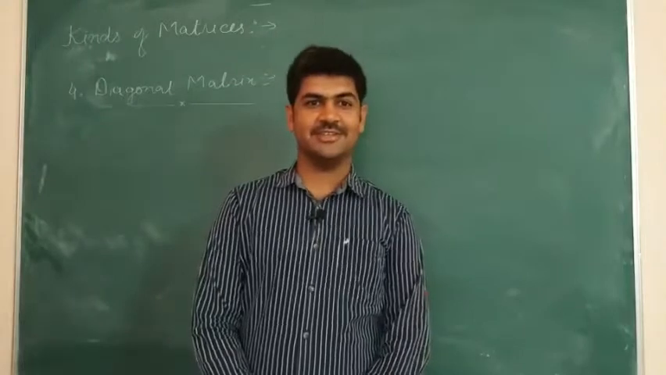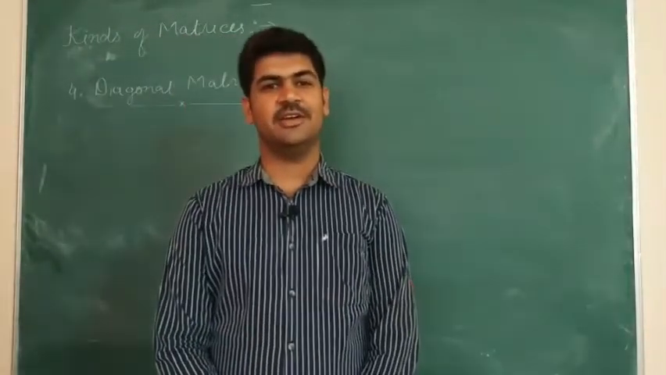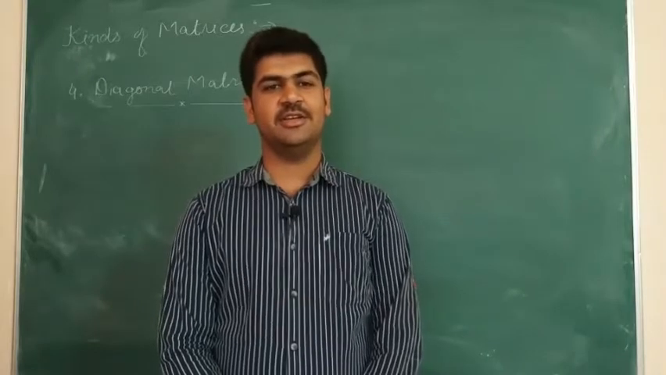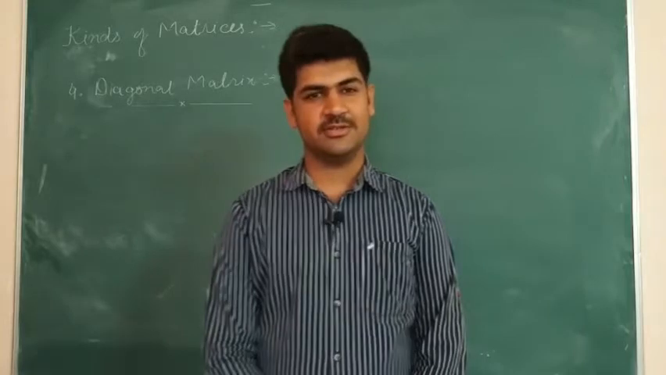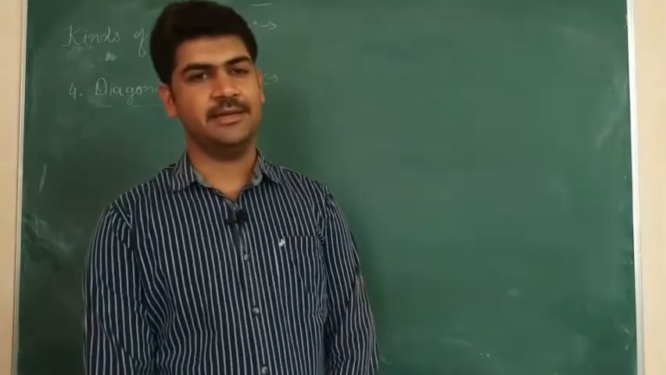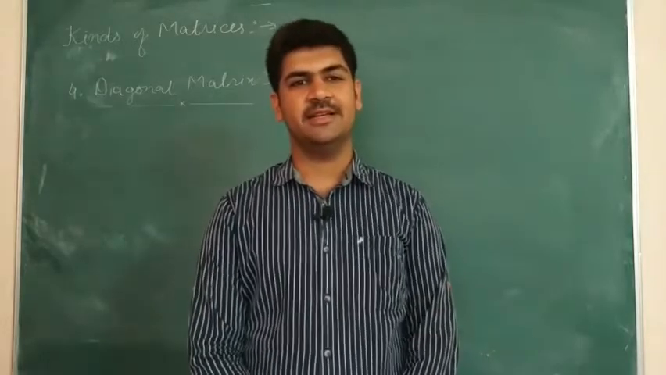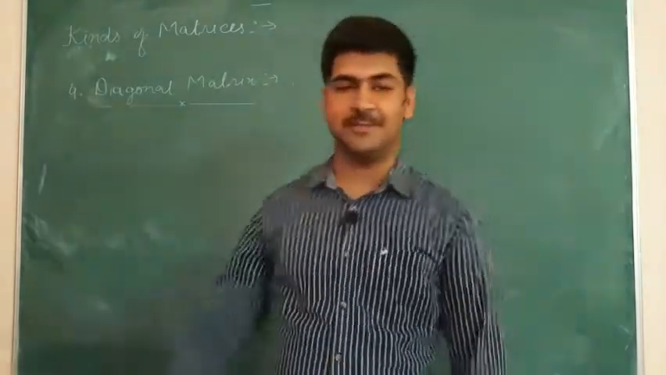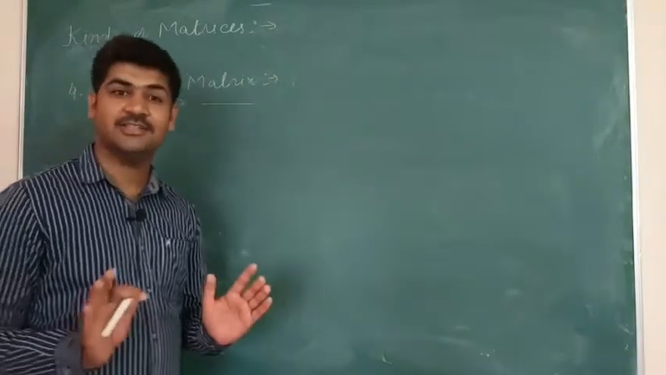Hello students, Namaskar. In the previous lecture we talked about the kinds of matrices, and in kinds of matrices we studied row, column and square matrices. Here we are talking about the fourth kind of matrix, that is a diagonal matrix. Dear students, what is a diagonal matrix? A diagonal matrix is a square matrix.